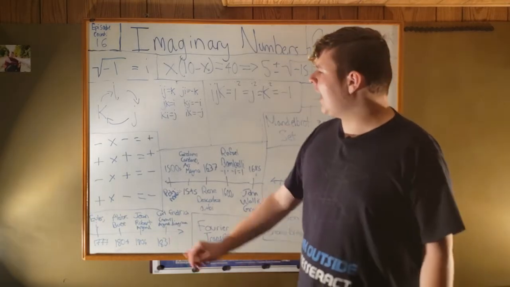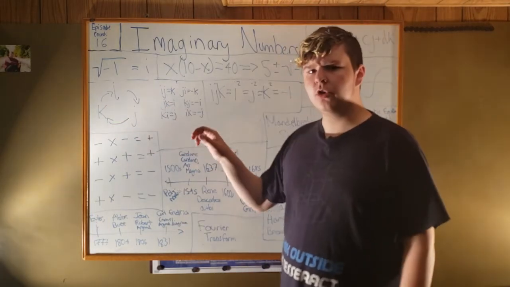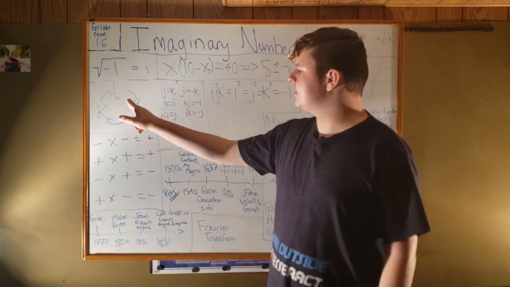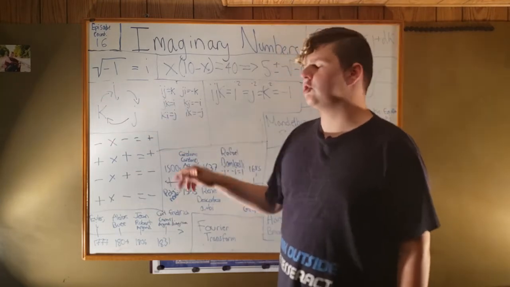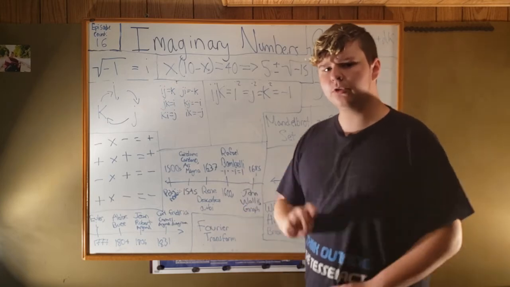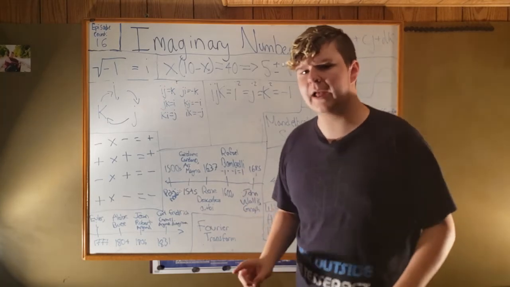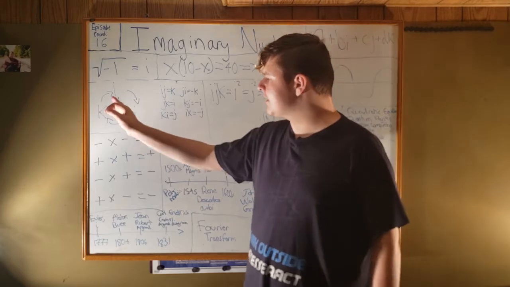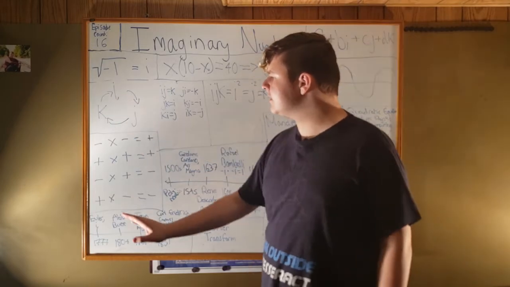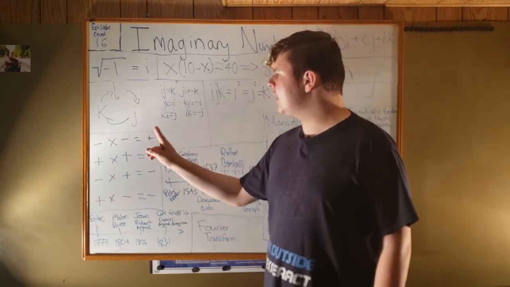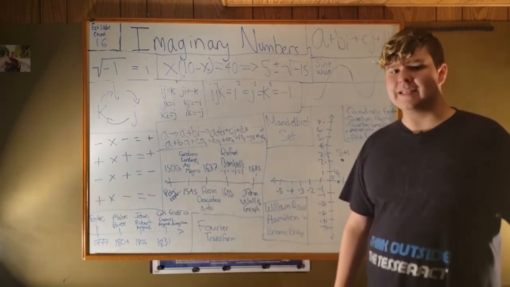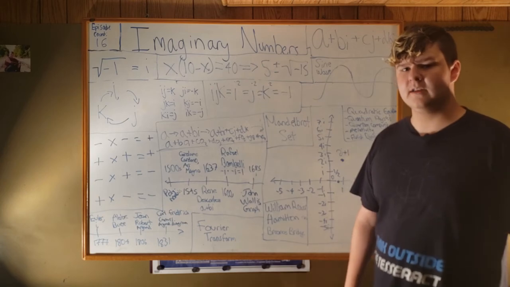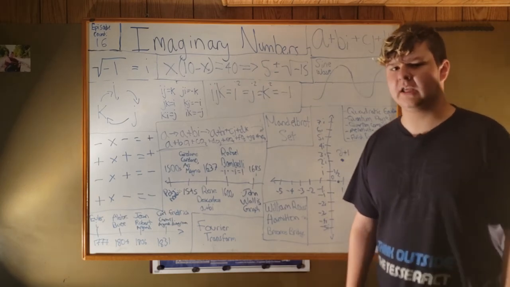Now, if we multiply any two going clockwise, we get a positive number. So i times j is k, j times k is i, and k times i is j. But if we go counterclockwise, we're introducing a negative. So j times i is -k, i times k is -j, and k times j is -i. Now I could try to explain this, but I'm going to be honest, I don't even fully understand why that is, and this isn't even the most complicated stuff.